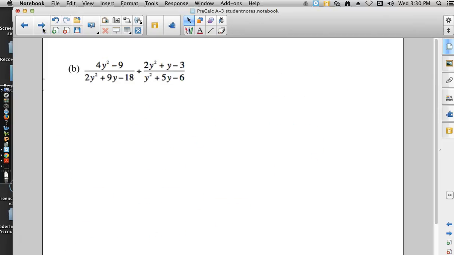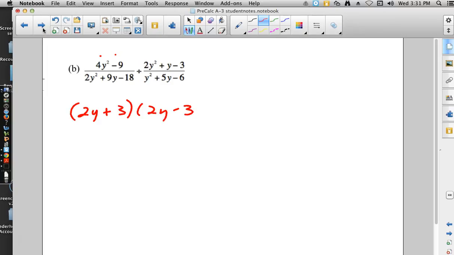So this one has division, and what you have to remember is you have to write it in factored form and find all those restrictions on the domain before you flip. So on the top here, this is a difference of 2 squares. 2y plus 3, 2y minus 3. On the bottom, we've got our little 2y squared plus 9y minus 18. It's not a perfect square, and we say, all right, pretty obviously that's going to be 2y and that's going to be y. And with -18, our choices would be either -3 and +6, or +3 and -6.